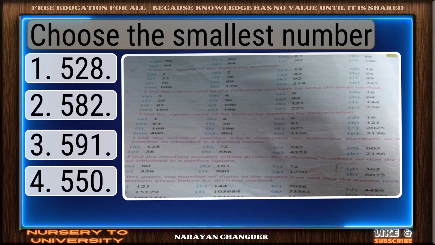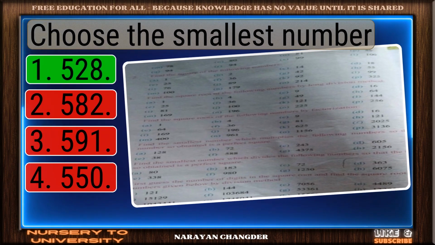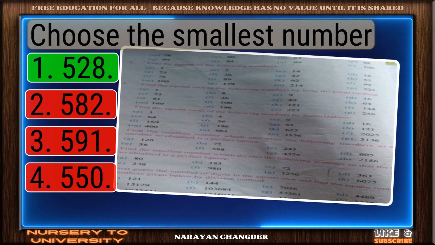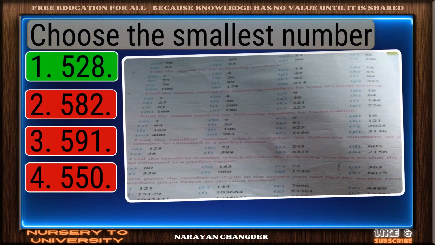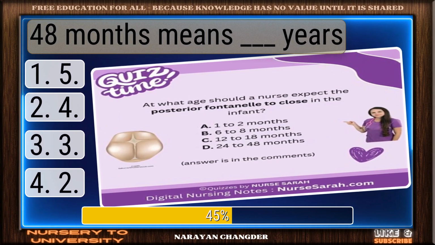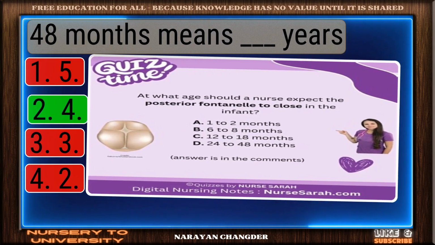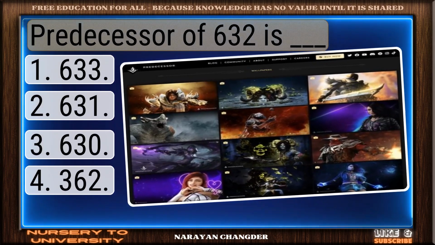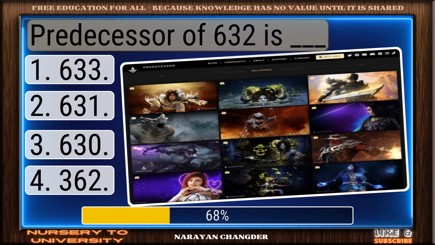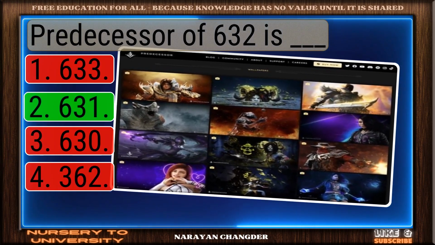Choose the smallest number. Nice selection. 528 is the correct and valid answer. 48 months means dash years. Excellent. 4 is a brilliant choice. Predecessor of 6032. Correct. 631 is the right answer.